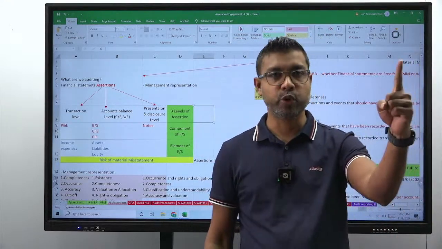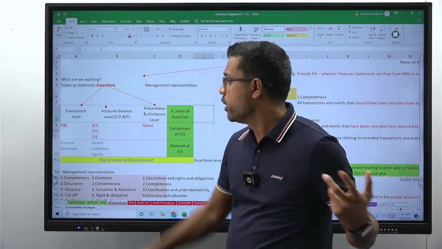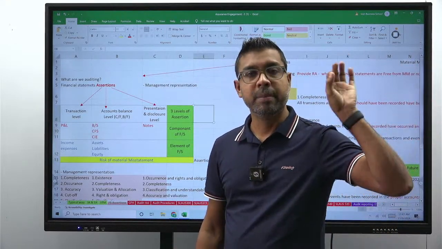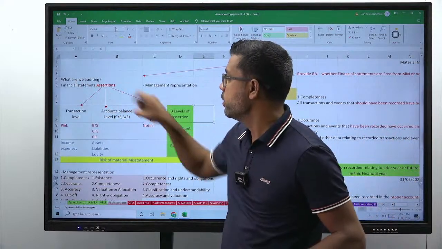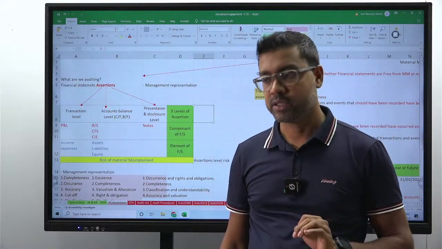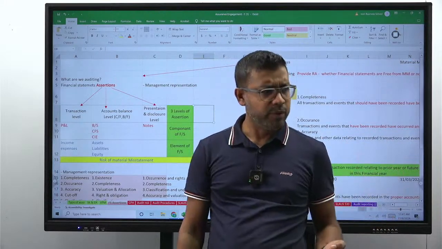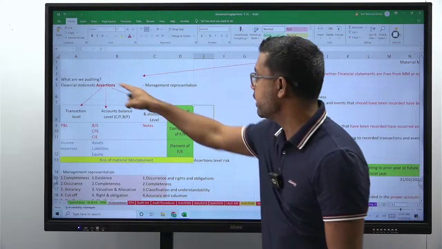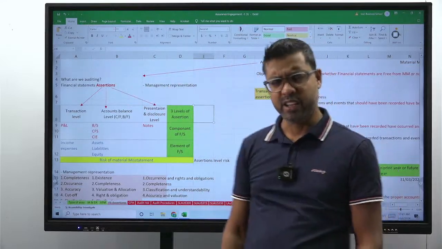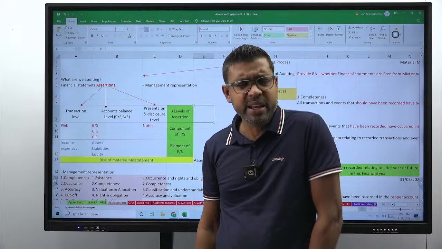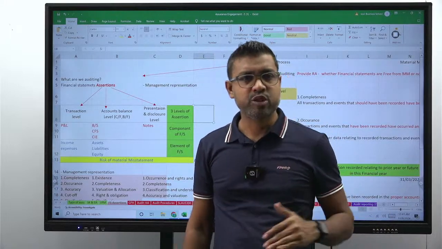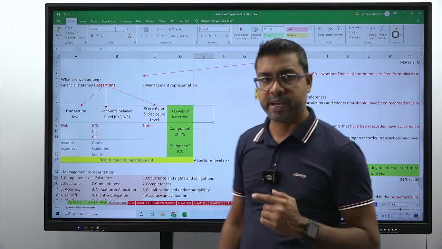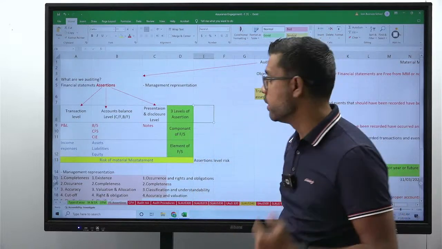If someone asks from today onwards, what are we auditing? We are not auditing financial statements. Indirectly, yes, we are auditing financial statements. Let me explain. But technically, we are auditing what? Financial statement assertions. If someone asks you what you mean by financial statement assertion, tell them it is the management representation. What is management representation? The average people will not understand this. Only you can understand. Let me explain.